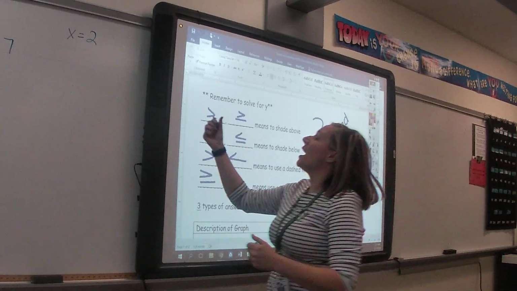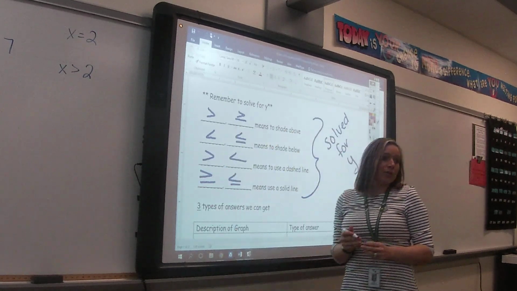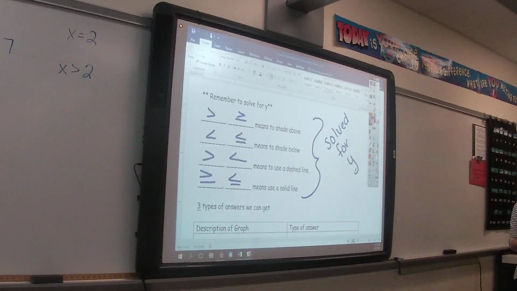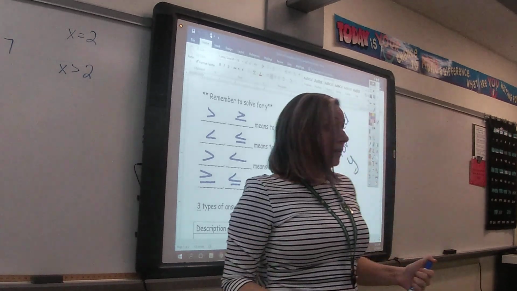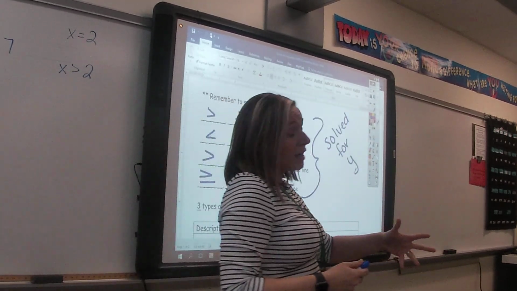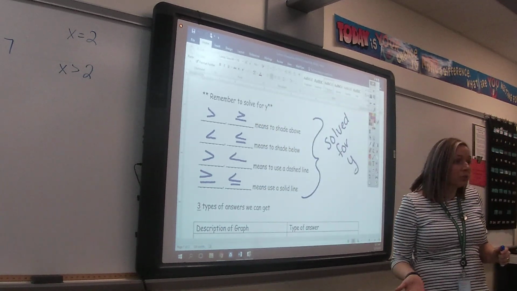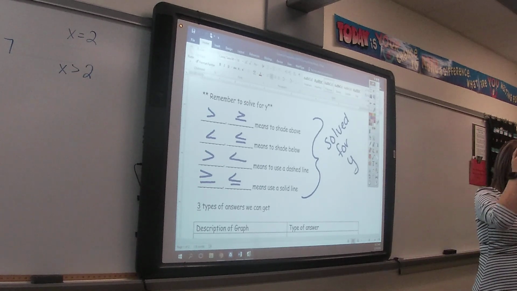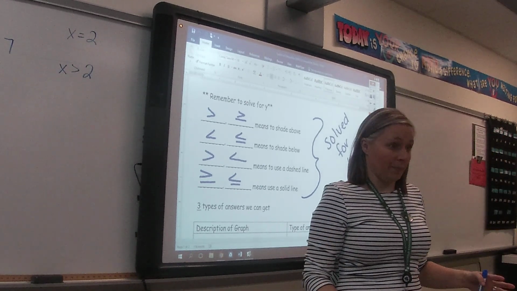Okay, so what if I say x is greater than 2? How many solutions does that have? How many numbers are greater than 2? Infinite, right? 3, 4, 5, 6, 7. It's not all numbers, though. Because if my answer is x is greater than 2, is 0 a solution? No. Is negative 5 a solution? No. But there are so many solutions that we can't write them all down.